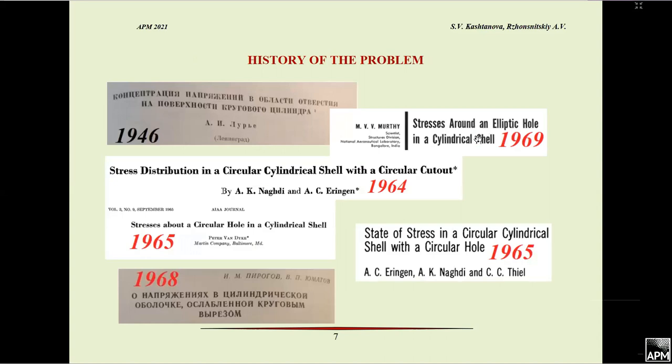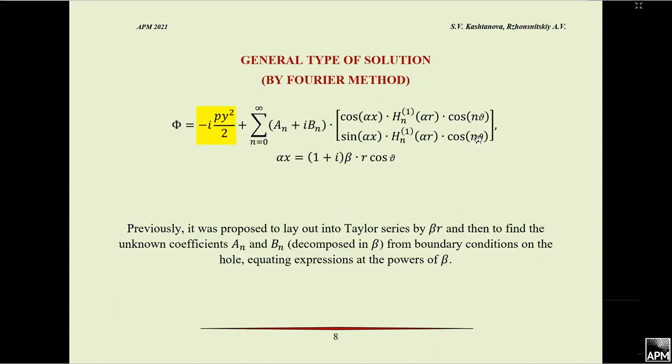This problem has a rather rich history. It was set firstly by Lurie in 1946, but because of some imperfections and misprints in boundary conditions, a whole pleiad of scientists tried to reconsider this problem, but mostly they did it in the way that was offered by Lurie. Some of them did it by numerical methods.